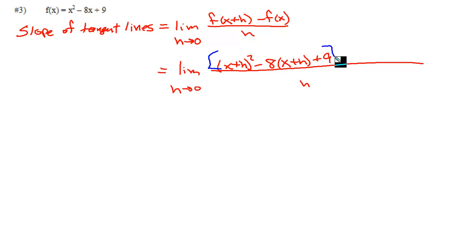What you see in these blue brackets, that is f of x plus h. Subtract from that f of x. F of x is x squared minus 8x plus 9. At this point, we would love to take 0 and put it in for h. The numerator would work out lovely. The denominator would not, because we'd be dividing by 0, and that is undefined. We have to simplify this so that we're not dividing by 0.